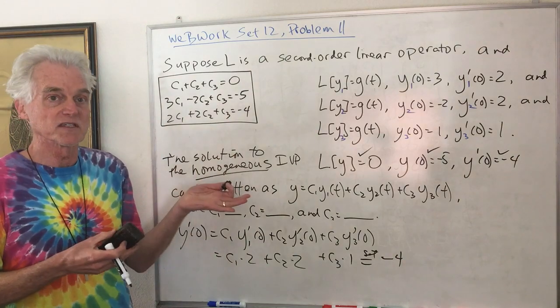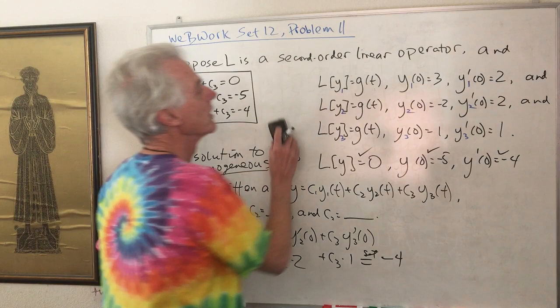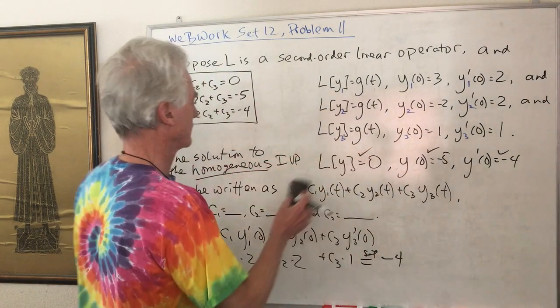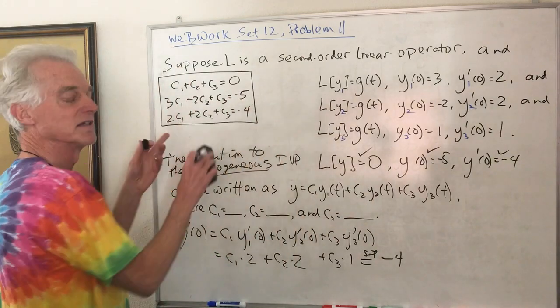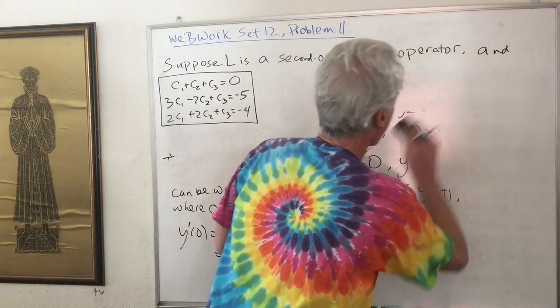Now we have to solve these for C1, C2, and C3 and put it in WeBWorK. All right, so I'm done with this. All I needed to know about y1, y2, and everything is now gone. We just need to solve this for the constants.